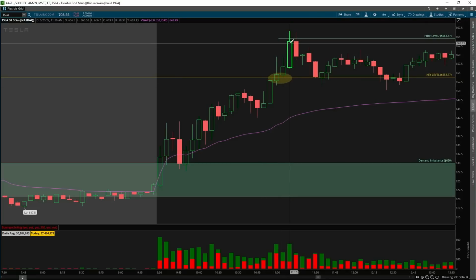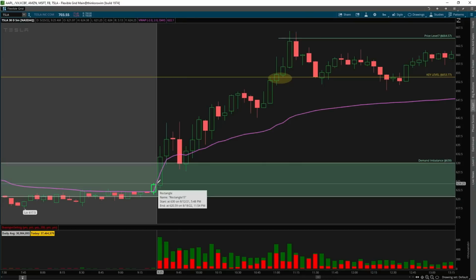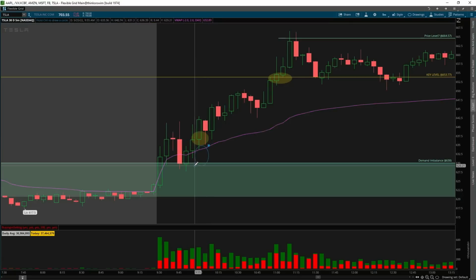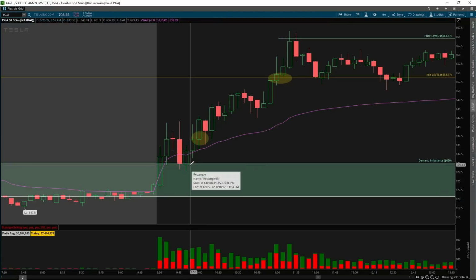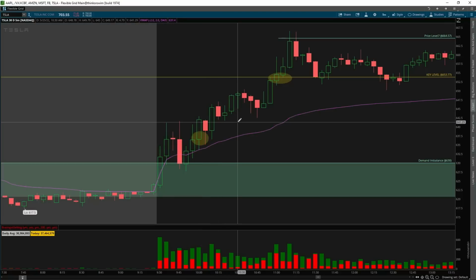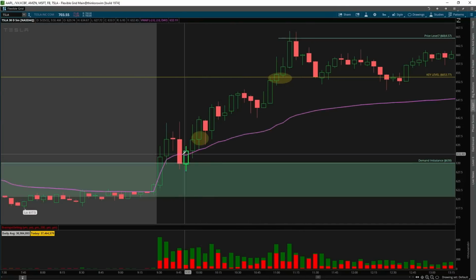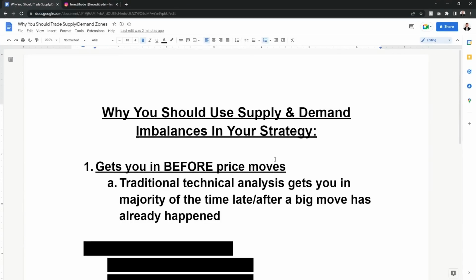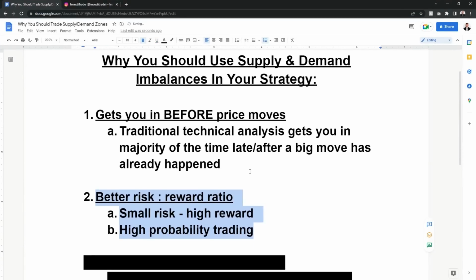Yes, this setup would have worked. However, a much better trade would have been looking to get long at this demand zone at 630 on Tesla, where maybe we find an entry now at 637. Our stop loss is below 630, so we're risking about 7 points now to make about 35 points. Very, very good risk to reward. And we know the power behind supply and demand price imbalances, that the market has a high probability of bouncing here. So not only does it get us in before price moves, but it also gives us a better risk to reward ratio.